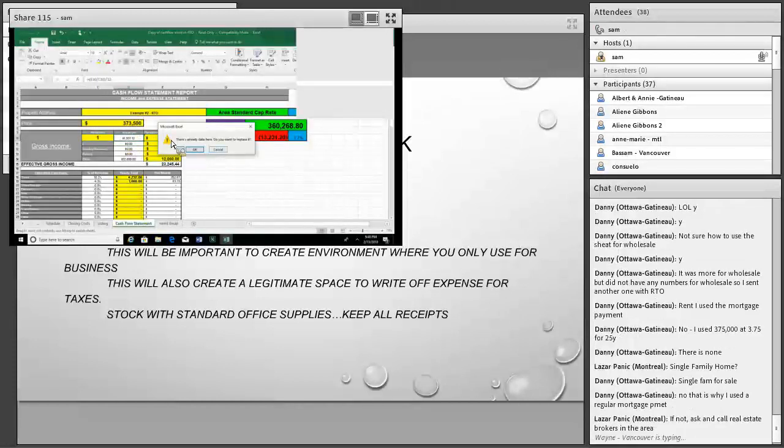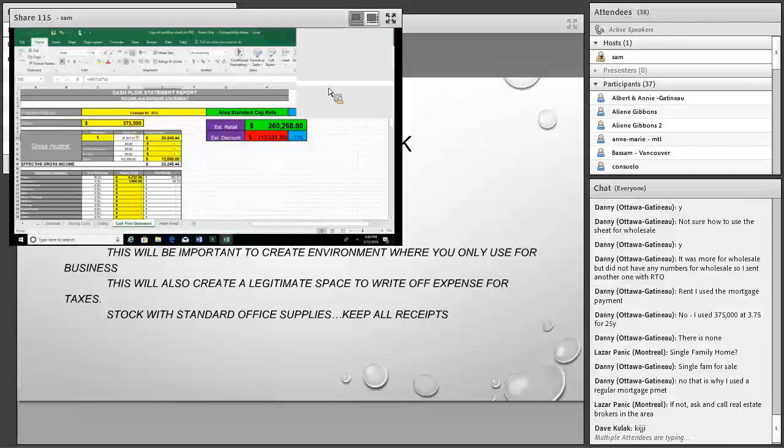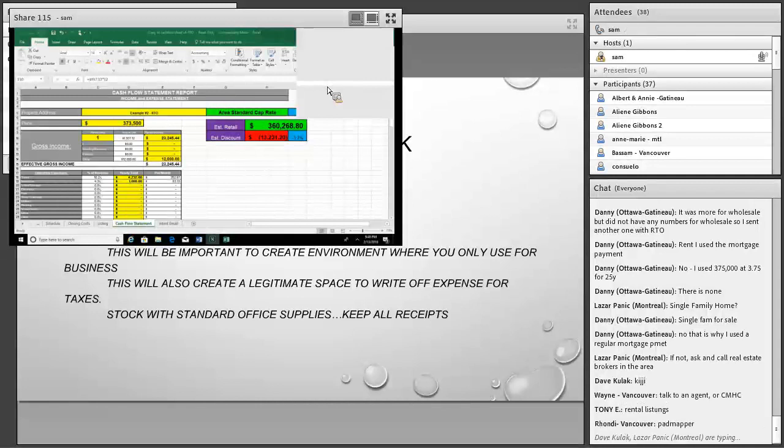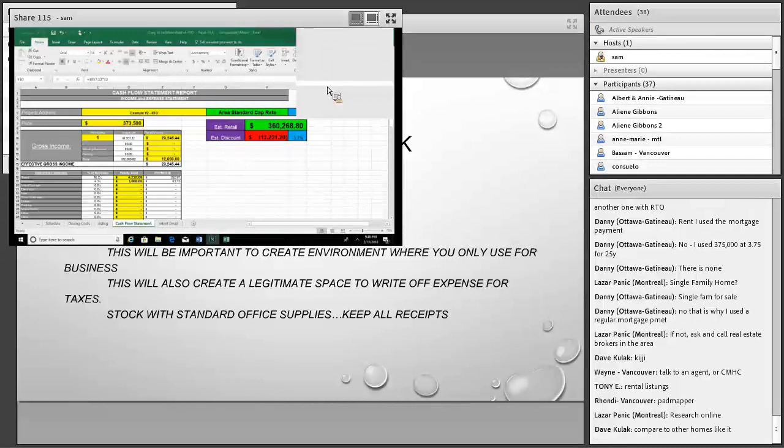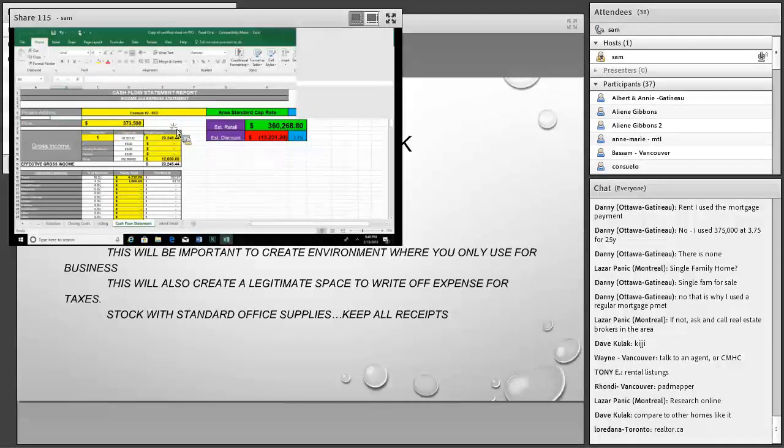Okay, so we want to use market rents. Can anybody tell me how I can find the market rents on this property, or get a general idea? There's a couple ways I can do that. How can I find market rents? Yeah, you can compare some with Kijiji in the area. Sure. Where else? You could ask a real estate broker, talk to an agent. CMHC has some rental listings. Yep. PadMapper, research online, compare to other homes like it. So you can figure out general rents in an area, but in a particular neighborhood, if there's a property management company that deals with it, or any of the places are rented, you can call a property manager.